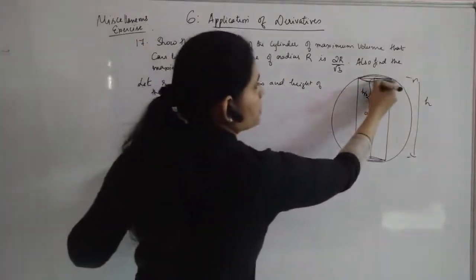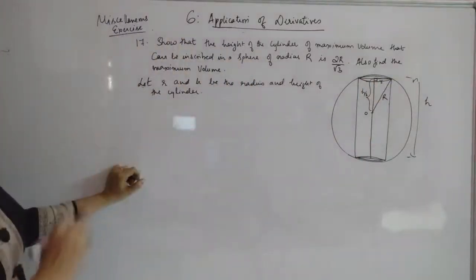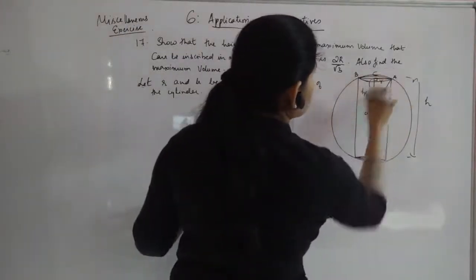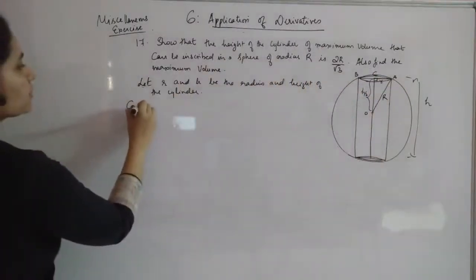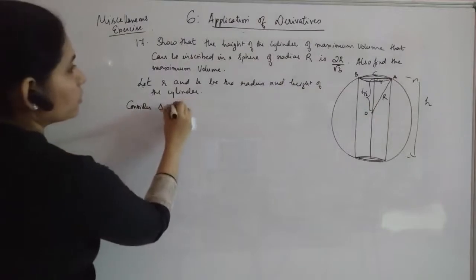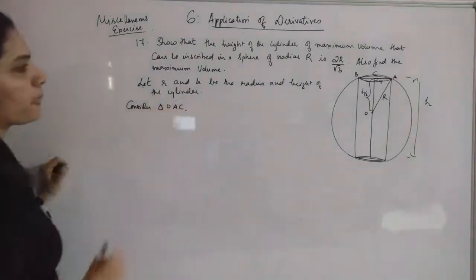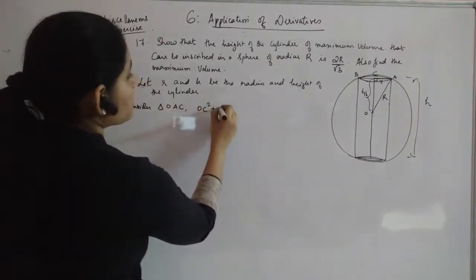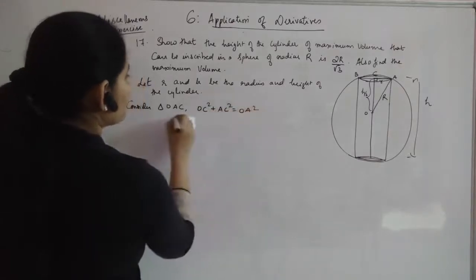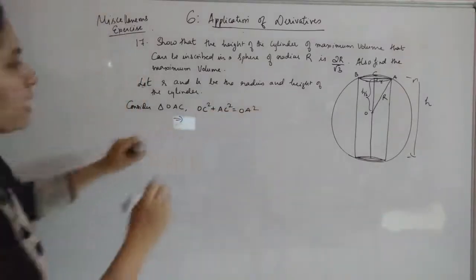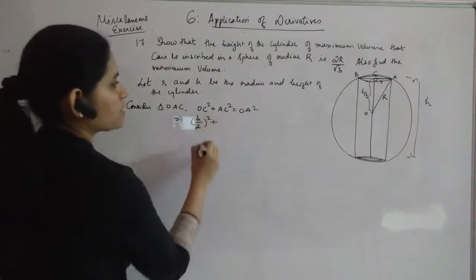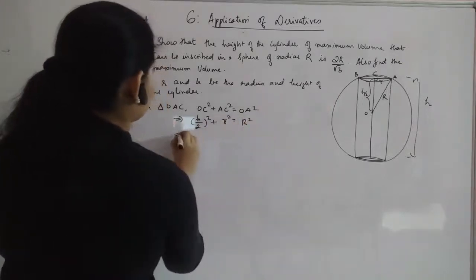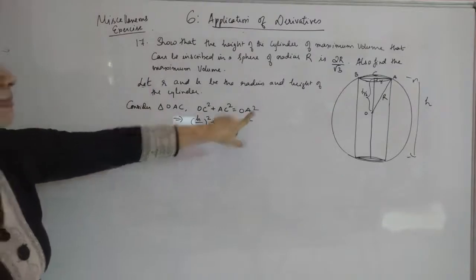Now again you can use your Pythagoras theorem because it is right angled. So you can consider the triangle, you can just take O, A, B, C. Now consider triangle OAC or OCA. From there you are using Pythagoras theorem so that you will get OC square plus AC square is equal to OA square. What is OC square? h by 2 the whole square plus AC square, r square, is equal to capital R square. Right? Now you should remember that capital R is a constant here.